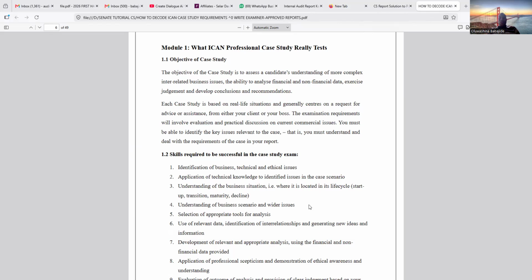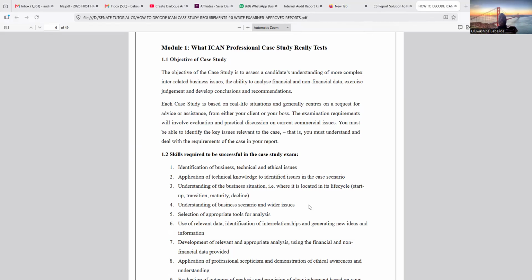Then the fourth skill that you also need is what? Understanding of the business scenario and wider issues. Understanding that business itself, the business that ICAN is testing. That is why they give you the pre-seen. So when you get the pre-seen, research the business and the industry given to you and read about it. Know the technical know-hows in that particular industry.